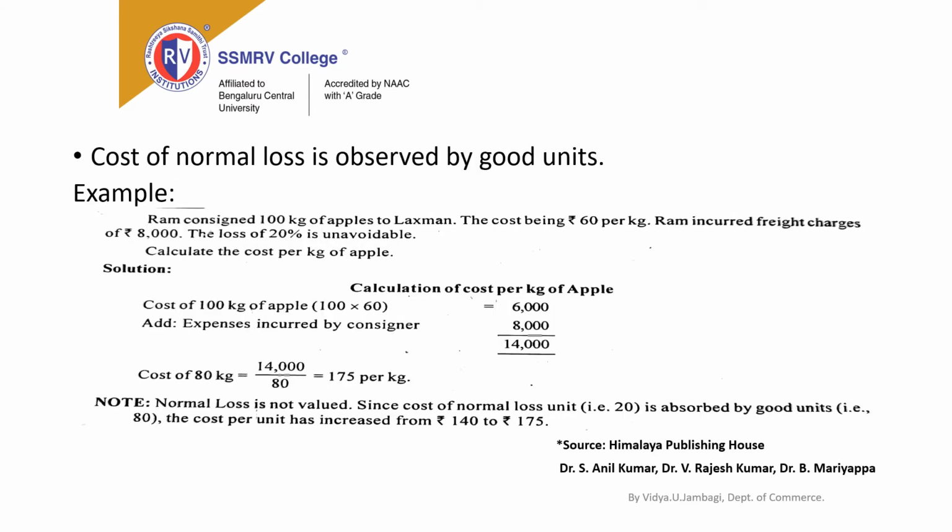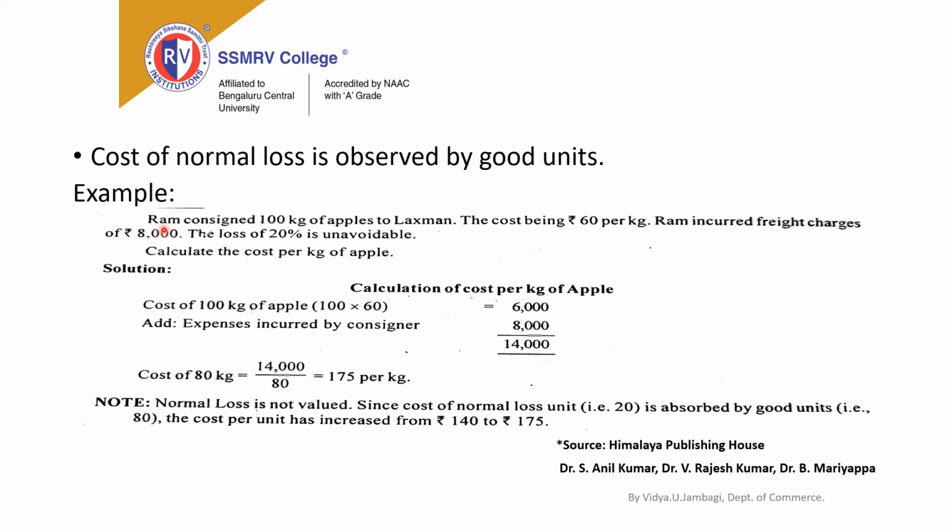We don't calculate the value of normal loss separately. The cost of normal loss is absorbed by good units. So that is why normal loss is not calculated separately. Let us understand this concept with the help of an example.